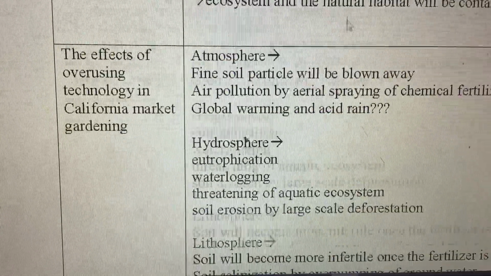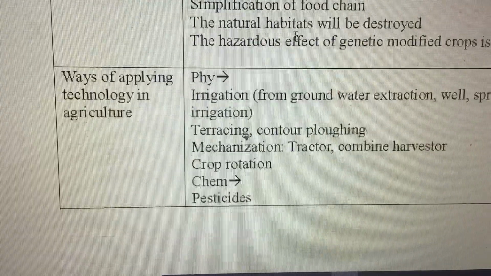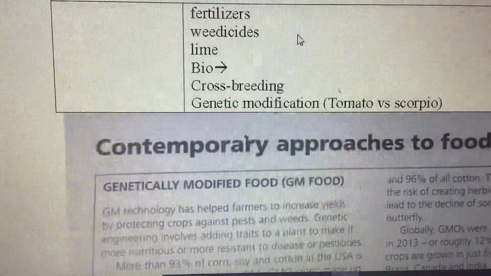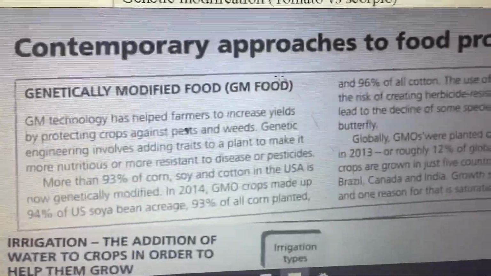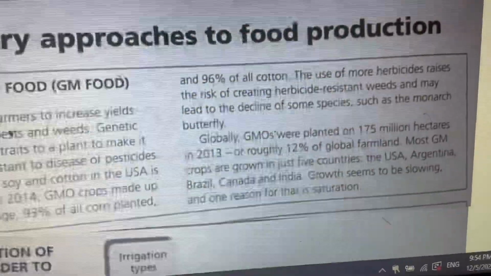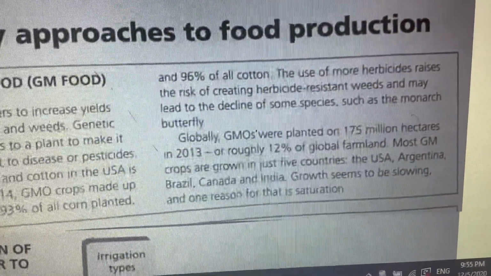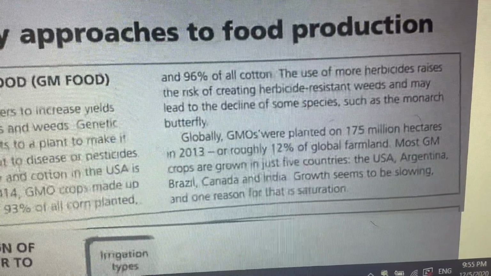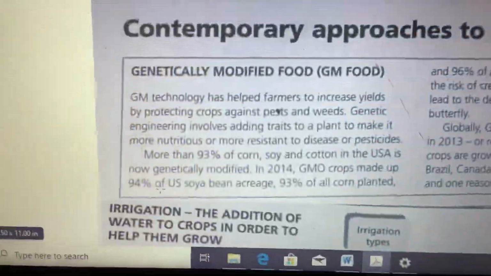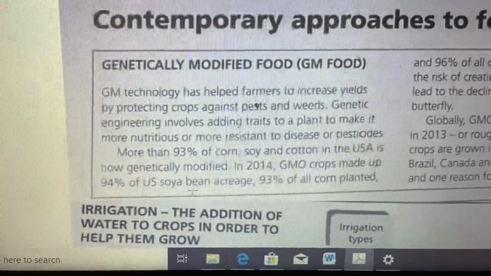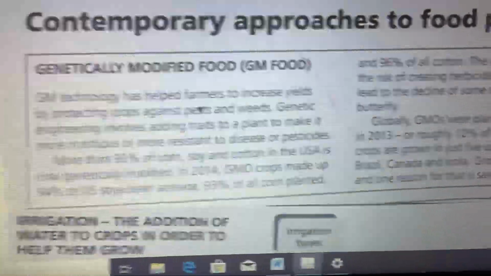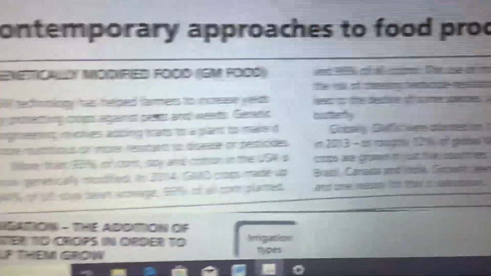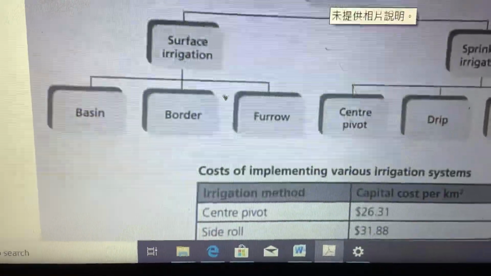Eutrophication, what is eutrophication? You can have a look here. Ways of applying the technology. Right here, this is the introduction of GM food. More information can be provided, and you can see a lot of data talking about GM food. For example, 94% of the United States soybean is GM, corn 93%, and also cotton 96%. So it's widely used in California.